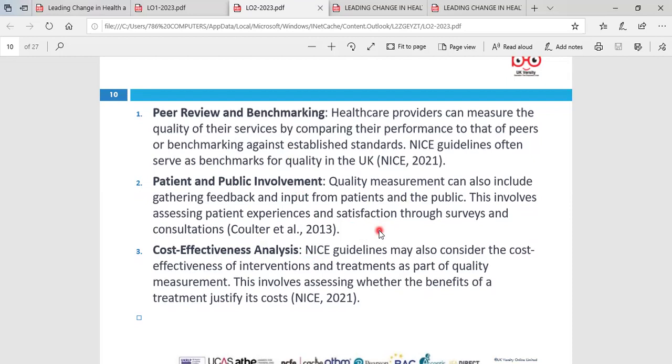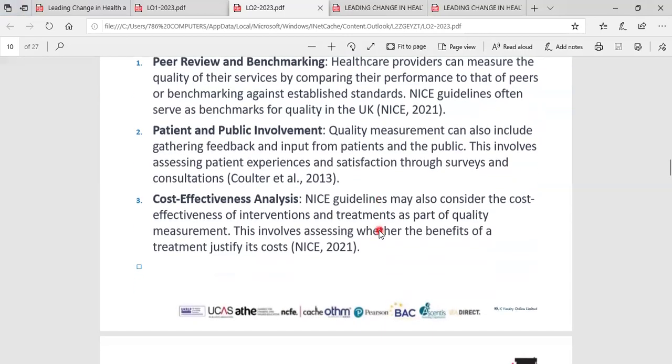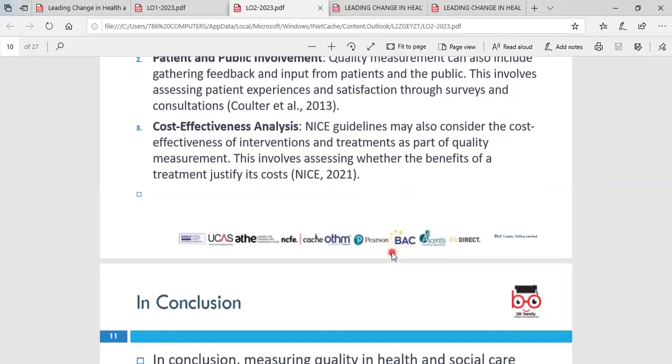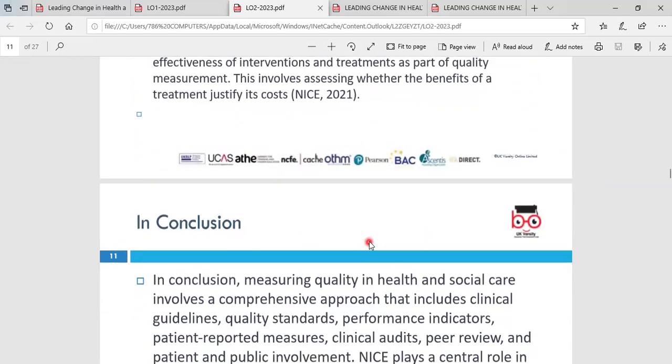Then you have cost effectiveness analysis. So whatever resources you've used, are they cost effective? Have they made an impact within the limited resources, or would you have to bring about a change in any aspect of them in order to improve quality? So this is against a certain amount of resources. How effective have those resources worked? How have they benefited a certain population?